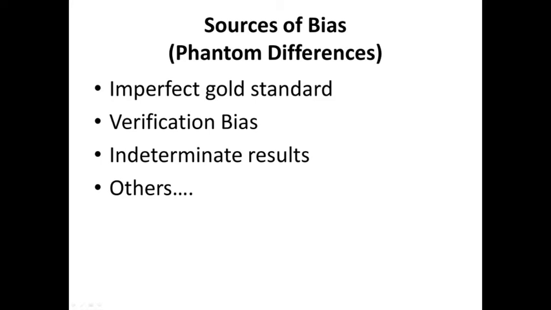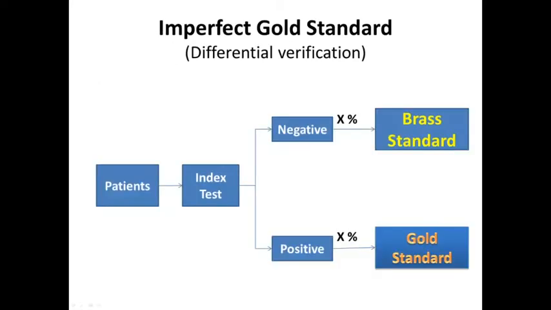Another one is verification bias, and there's indeterminate results and so forth. Let me just describe these real quickly. So the imperfect gold standard is called differential verification. So we have patients, they get the index test. Those that are negative, we send to maybe just clinical follow-up, and we watch them to make sure they are negative.